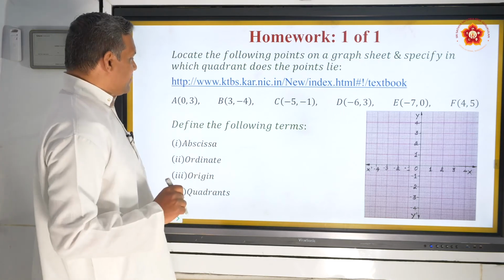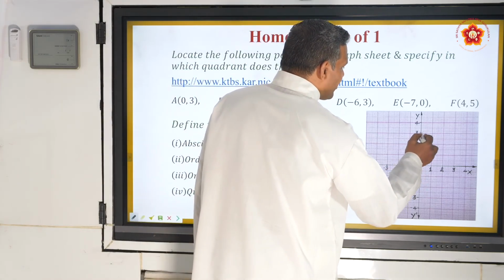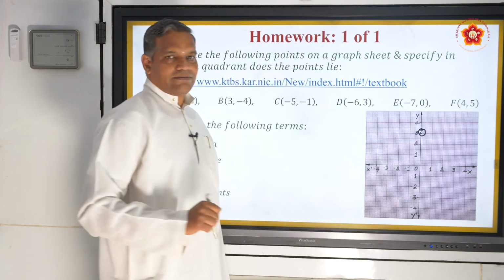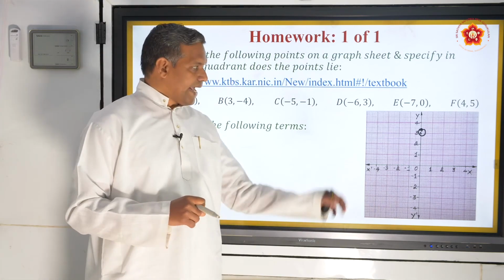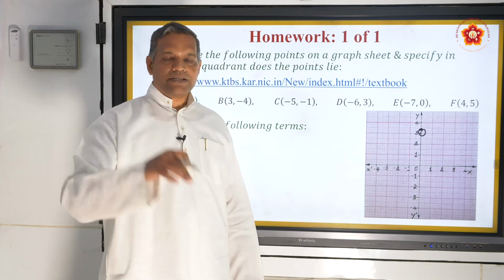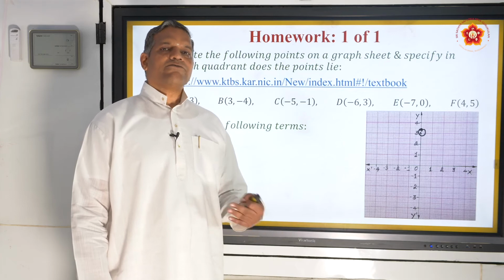Point A for that matter is (0, 3). 0 is on the x-axis, 3 on the y-axis, this is the point. Can you tell me what that point is? Is it in the first quadrant, second quadrant, third quadrant, or fourth quadrant? It actually belongs to both quadrants, first and second. You will never say it is the first quadrant or the second quadrant. You will tell it in a different way.